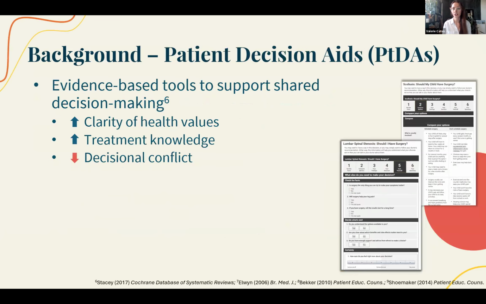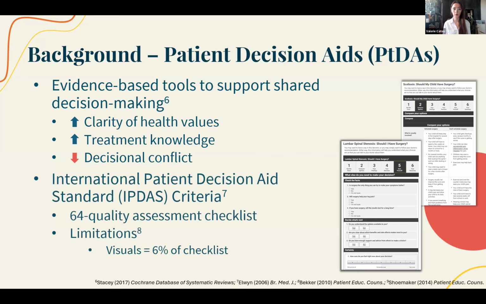One method of managing expectations is through things like patient decision aids. These are tools that are designed for patients to support shared decision making. They can increase patients' clarity of their healthcare values and goals, increase their treatment knowledge, and decrease rates of decisional conflict. There's not necessarily one way to go about developing a decision aid, but generally speaking, the IPDAS criteria is one of the more commonly cited frameworks.